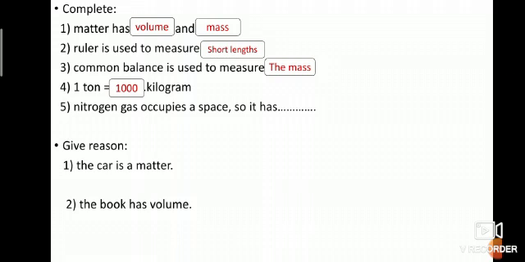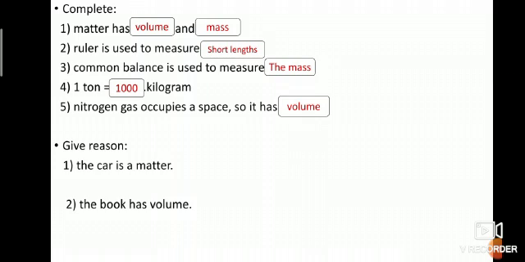The fifth question says nitrogen gas occupies a space, so it has space. The right answer is volume. Nitrogen gas occupies space, so it has volume.